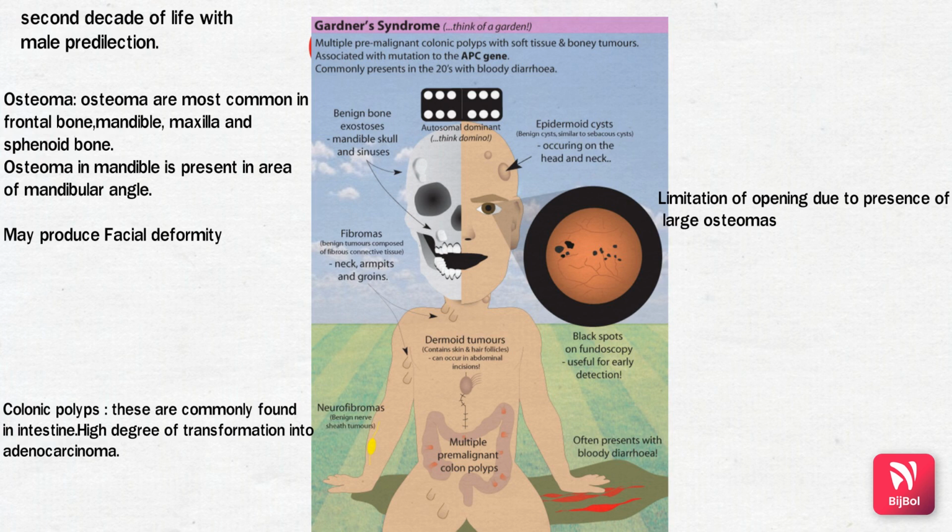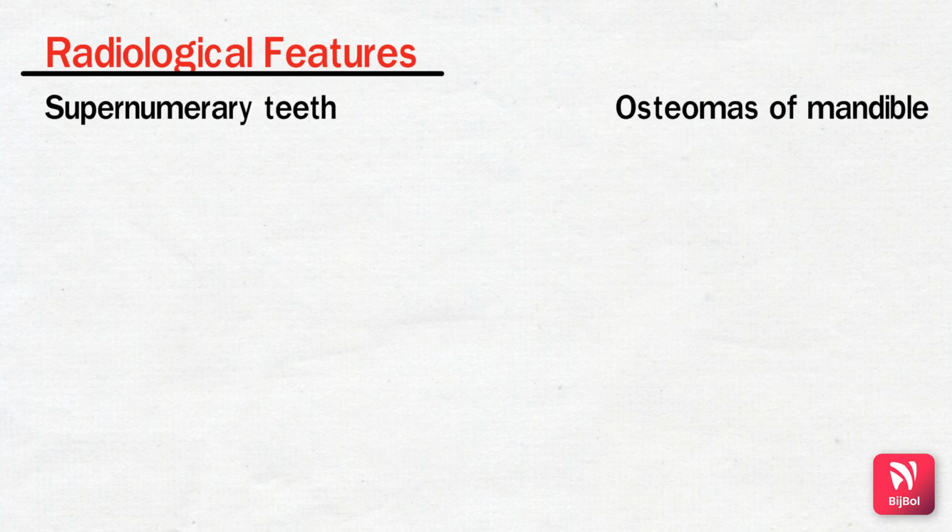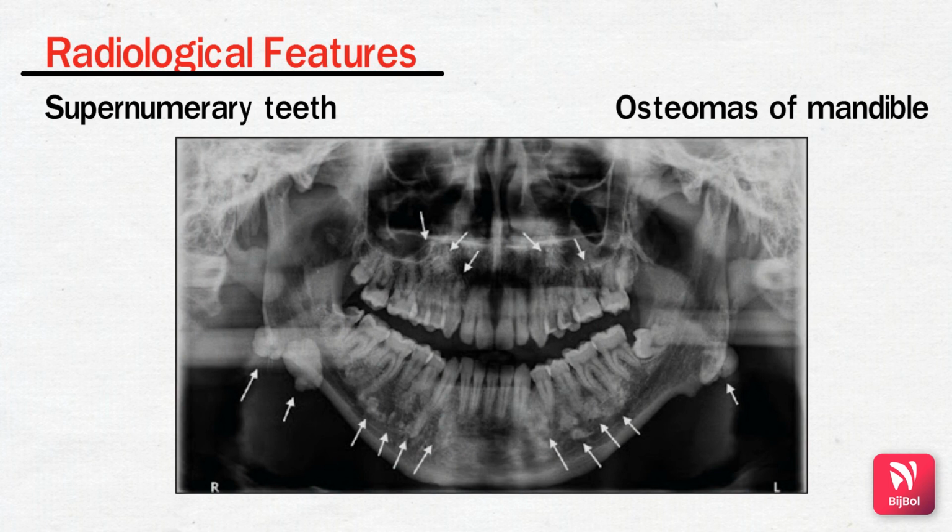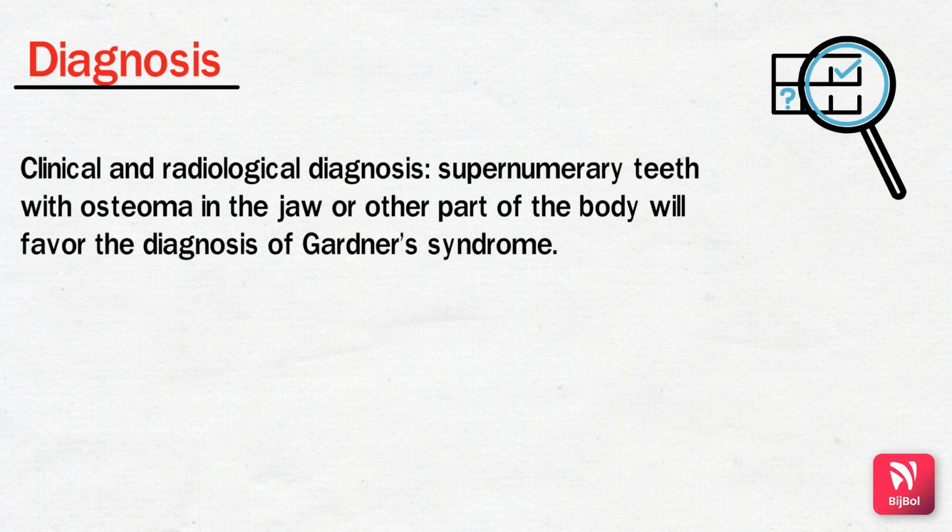Let us look into the radiographic features. There will be presence of supernumerary teeth, unerupted teeth in the jaws, and osteomas. Moving to the diagnosis: presence of multiple supernumerary teeth with osteomas in the jaw or other parts of the body will favor the diagnosis of Gardner syndrome. How do we manage? Prophylactic colectomy should be done as there is a high degree of transformation into malignancy, and also removal of the osteomas of the jaw for cosmetic purposes.